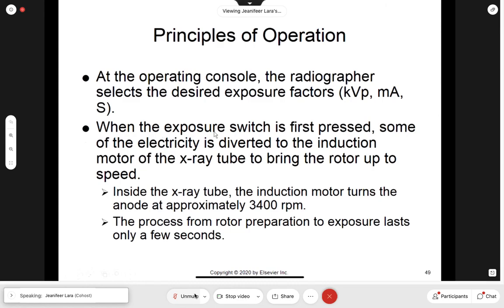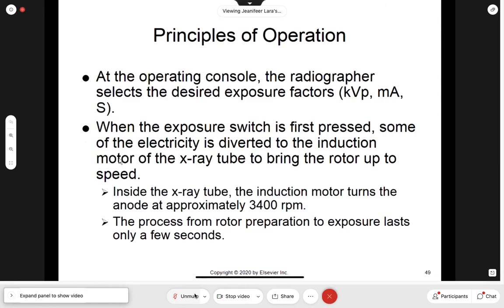When you press that exposure switch, some of the electricity from the wall is diverted to the induction motor. What is the induction motor and where can I find it? We have these large heavy cables coming from the wall, and the filament is the electron source. So the induction motor is found where? On the anode side. Amy, what is the induction motor? I know it's on the anode side, and it has the rotor and the stator. Yes, the rotor and the stator.